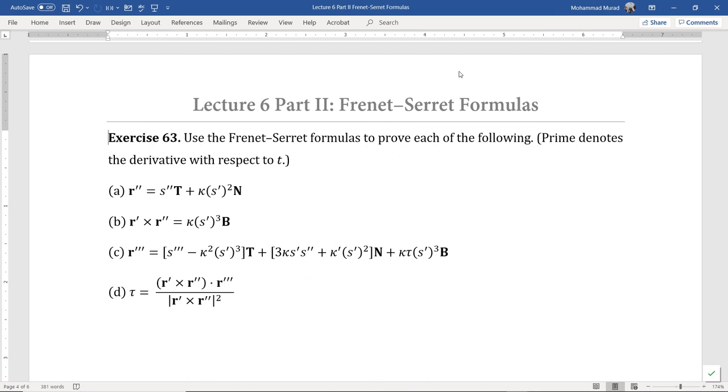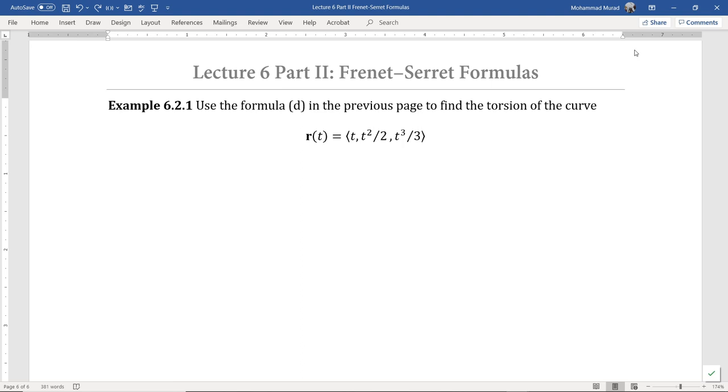We can use the Frenet-Serret formulas to prove each of the following formulas. Let's see the formula D. It says the torsion of a curve can be calculated by using this expression. It just requires the derivatives of the vector function of the curve. Let's see an example of this formula. Use the formula D in the previous page to find the torsion of the curve described by the vector function with components t, t squared over 2, and t cubed over 3.